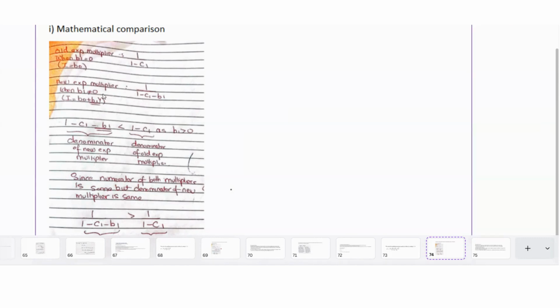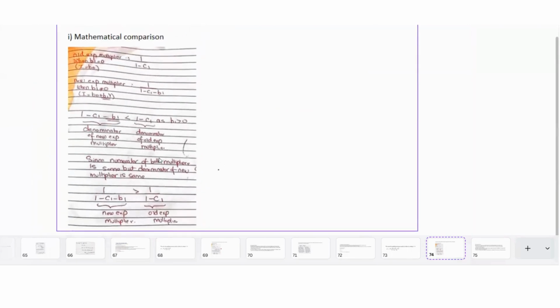So the denominator of the new expenditure multiplier is smaller than the denominator of the old expenditure multiplier, as b1 is positive. From 1 minus c1, you're subtracting a positive amount, which makes the overall result smaller. Now, the numerator of both multipliers is the same one, but the denominator of the new multiplier is smaller. So the new multiplier is larger than the old multiplier.